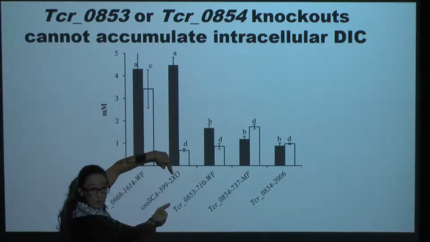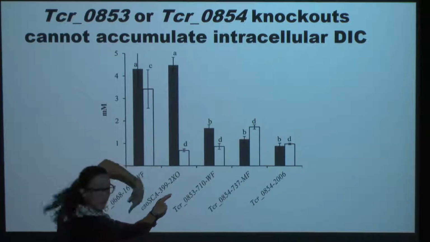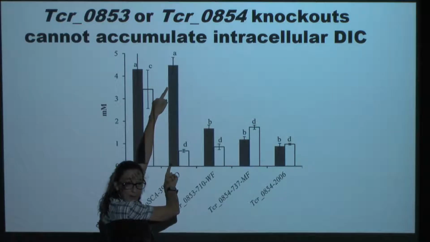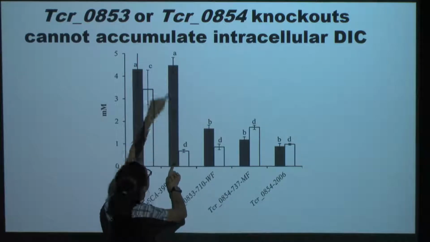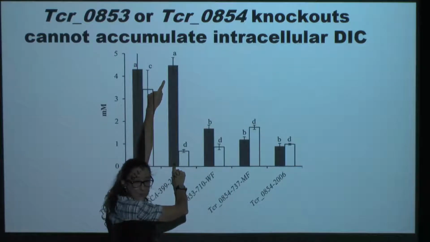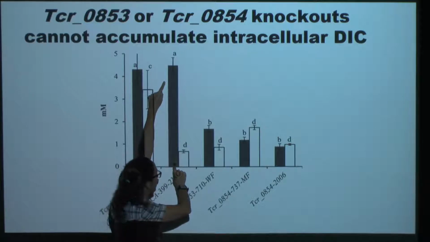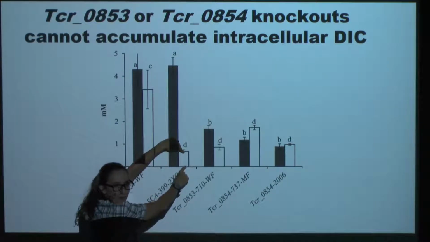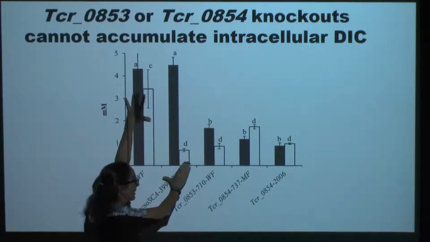The carboxysome interruption, we kept a couple of these around. It's able to transport bicarbonate, which you'd expect because it's the carboxysome that got ablated, not the bicarb transporter. It's able to acquire intracellular bicarb concentrations that are pretty high, but it can't fix it. That's what you'd expect from a carboxysome mutant. So our controls are looking great.